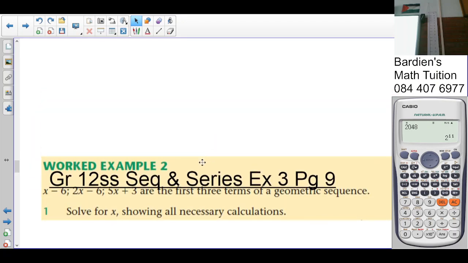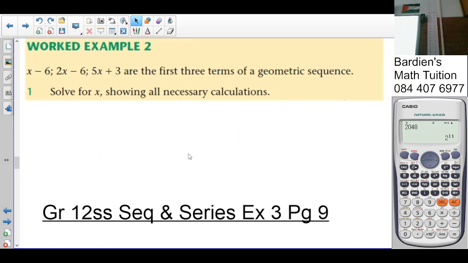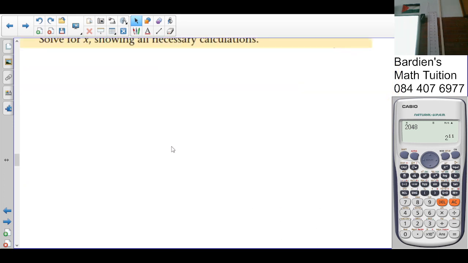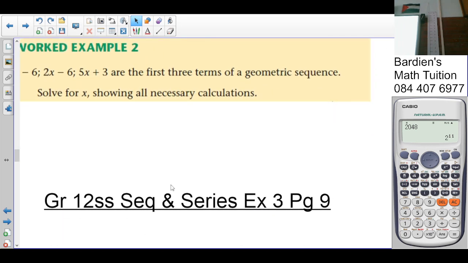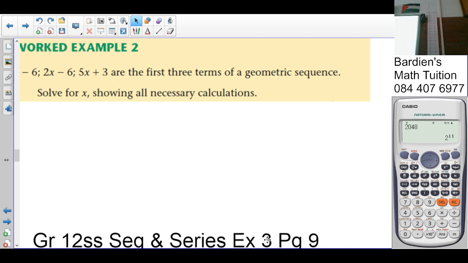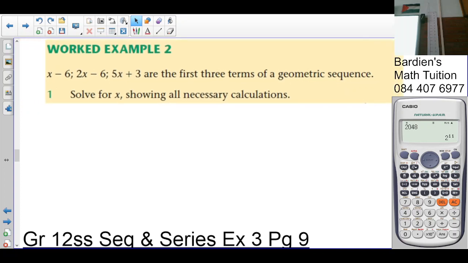This is worked example 2. This is for exercise 3 on page 9. Okay, so worked example 2.